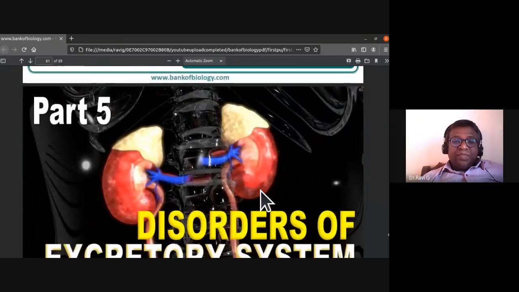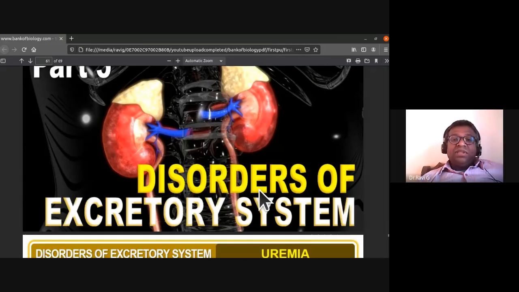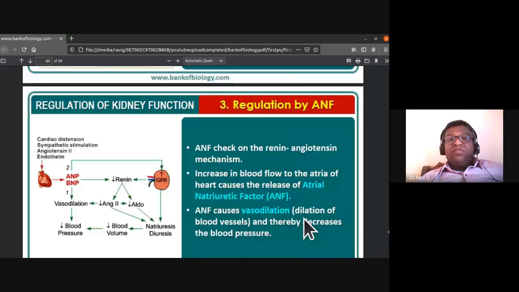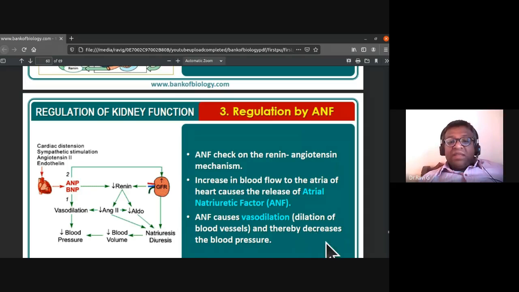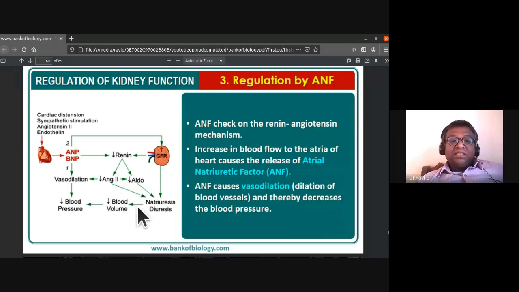So the last part of our discussion is the regulation of kidney function. There was regulation by antidiuretic hormone, regulation by the juxtaglomerular apparatus, and regulation by atrial natriuretic factor, which reduces the blood pressure by vasodilation of blood vessels. This is how the entire regulation mechanism is brought about.